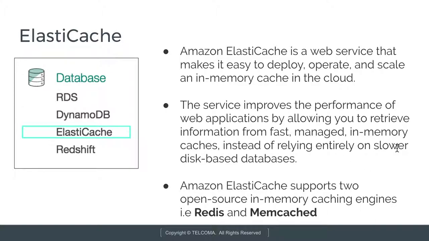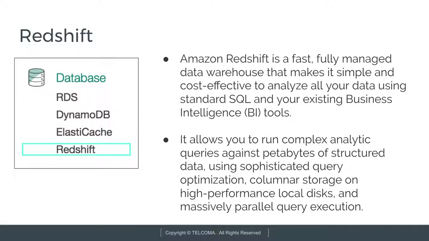Now what is Memcached? Memcached is basically an in-memory key value store for small chunks of arbitrary data, like strings and objects from results of database calls, API calls, etc. Redis is an open source engine for in-memory caching. So this is about ElastiCache in database.